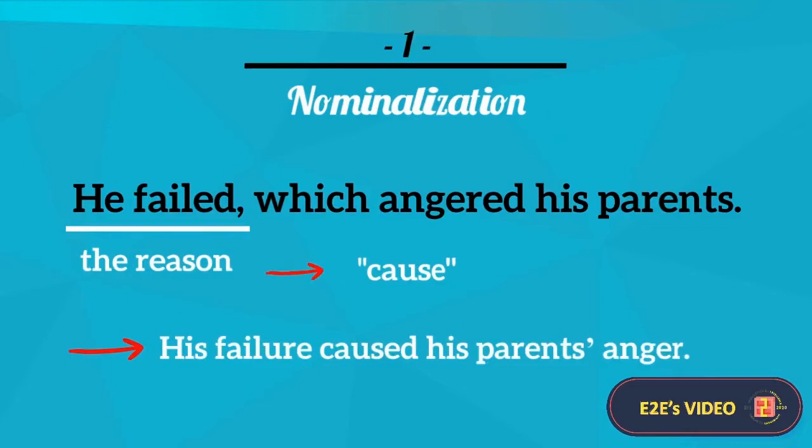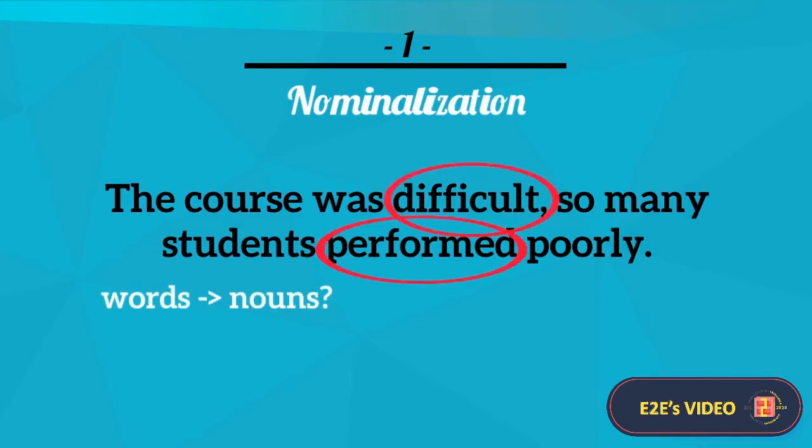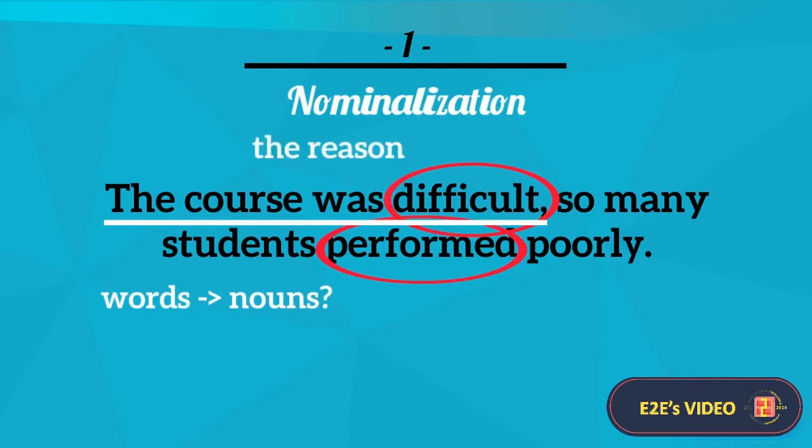Let's do the same with the next example. The course was difficult, so many students performed poorly. What are the words that can be converted into a noun? There are difficult and performed. What is the relationship? The first part is the reason of the second, just like the previous example.